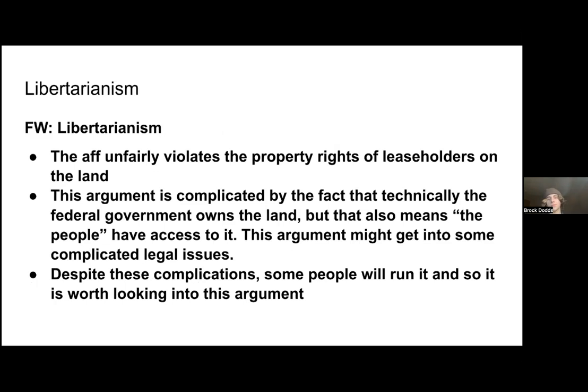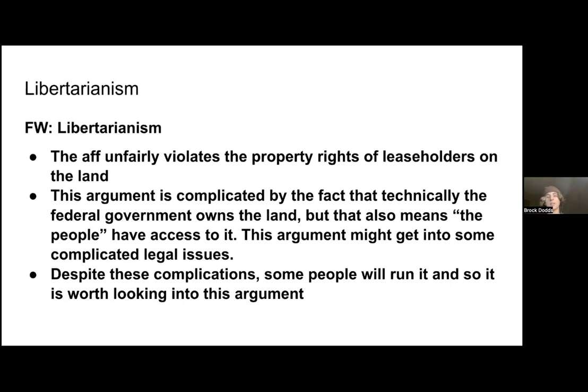Okay. Another one, I don't really like this one too much, because it gets into the complicated legal issues of exactly how the business of extraction is done on federal public land. But that's the libertarianism argument. That would just be arguing that the AF is violating the property rights of leaseholders on this land. These leases, maybe in the contract, are for a certain number of years, and the AF is all of a sudden prohibiting extraction on the land. Maybe that isn't going to work, or maybe that's violating their property rights.